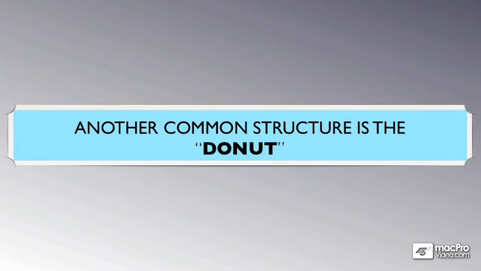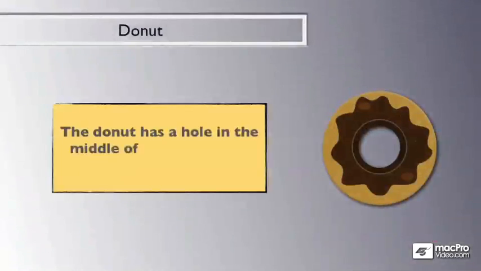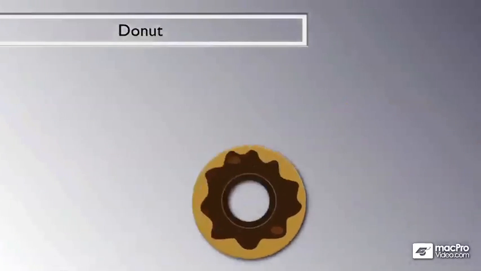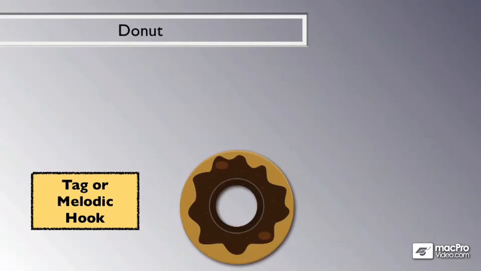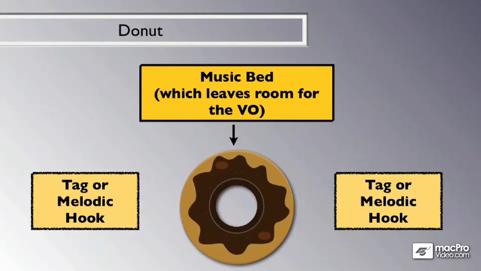Another commonly requested structure is called a donut. Yummy! A donut structure is exactly what it sounds like. It has a hole in the middle of it, which leaves room for the VO or announcer's voice. So this structure might start with, let's say, 10 seconds of lyrical tag or melodic hook, followed by 10 seconds of VO, succeeded by 10 final seconds of lyrical tag or melodic hook.